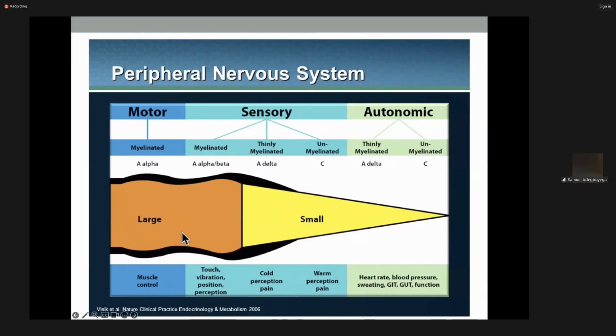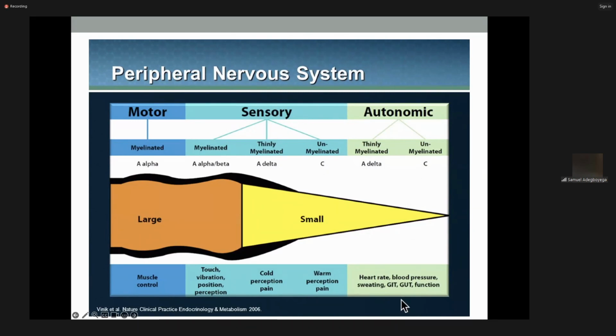We're going to ask you questions like, a patient with a large fiber neuropathy, what kind of fibers do you see? A alpha, A alpha and beta, right? Small fiber is all this, right? We could ask you, what are the symptoms you see in motor neuropathy? You're going to see loss of muscle control. That's motor neuropathy. In sensory neuropathy, what do you see? You're going to see your vibratory, your touch, your perception, your cold, your pain. You're going to see all that for sensory. For autonomic, you see all this, right?